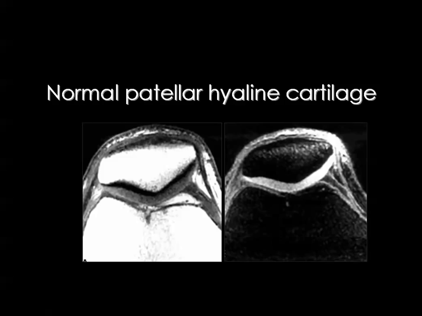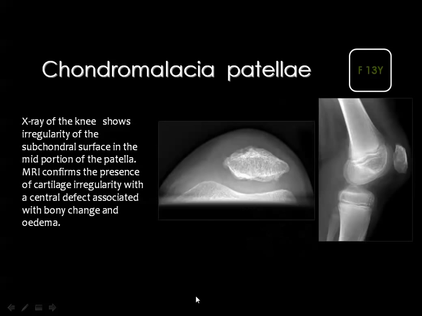And this is the normal patellar articular cartilage, and you remember that this is the medial aspect of the patella and this is the lateral aspect of the patella. The articular cartilage contains water. It will appear dark in the T1 weighted image and bright in the T2 weighted image. Degeneration of the patellar articular cartilage is known as chondromalacia patella.